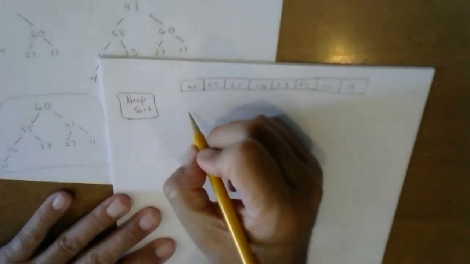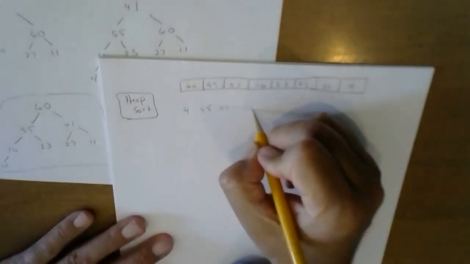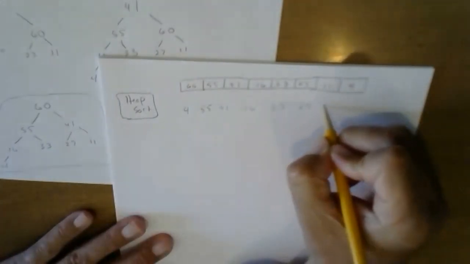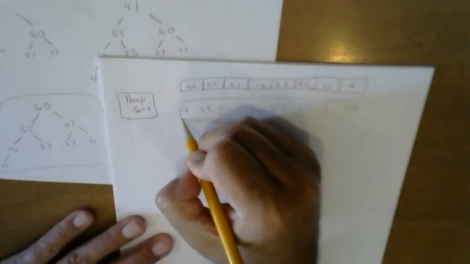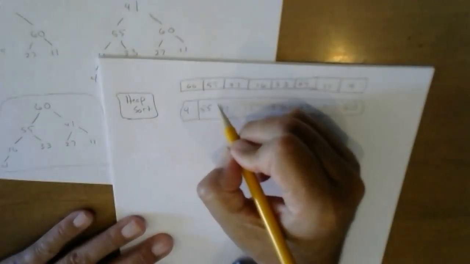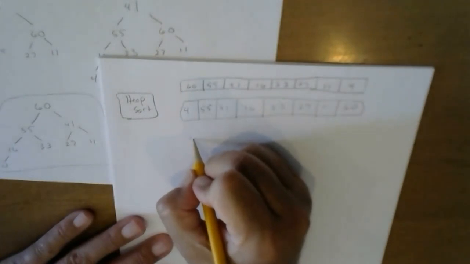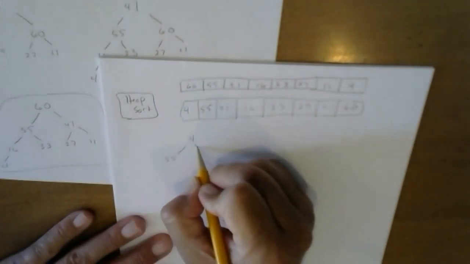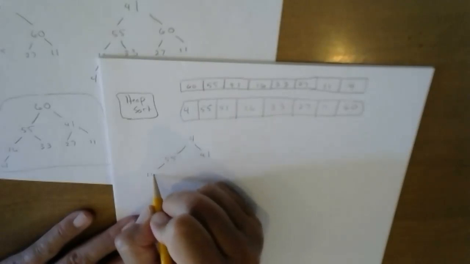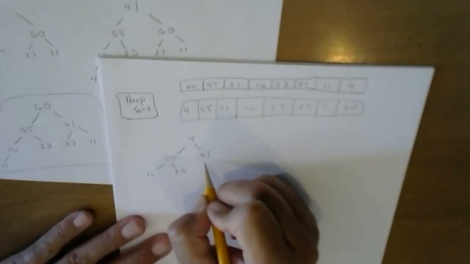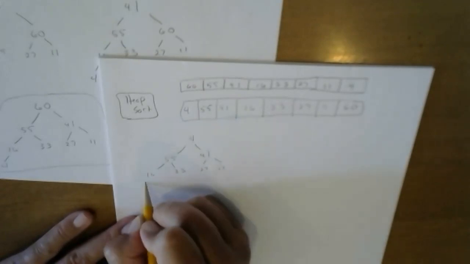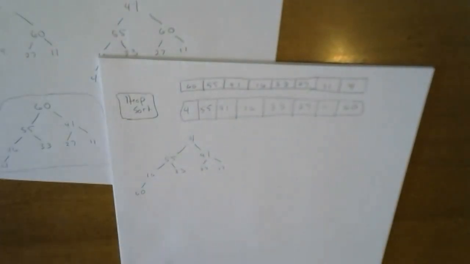Okay, what did I say was going to happen? 60 is going to get moved to the end. So now I'm going to have 4, 55, 41, 16, 33, 27, 11, and 60. And as we talked about before, what's now going to happen is my tree is going to be 4, 55, 41, 16, 33, 27, 11, and 60.